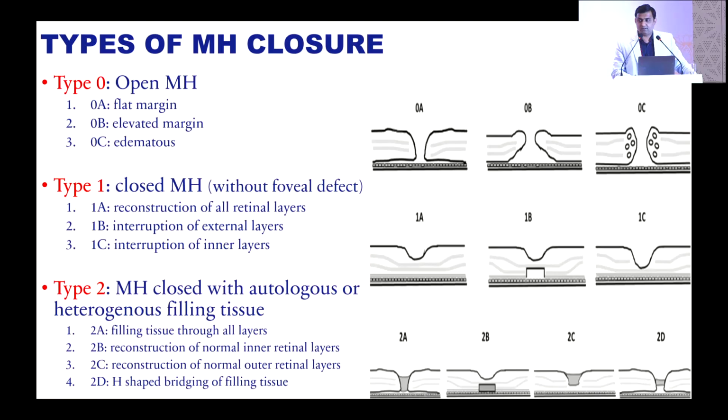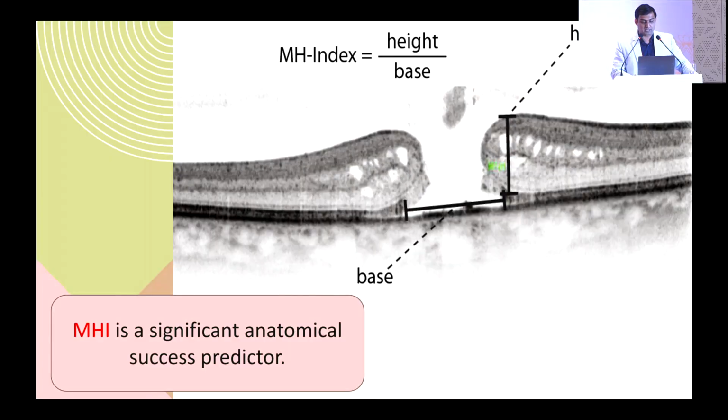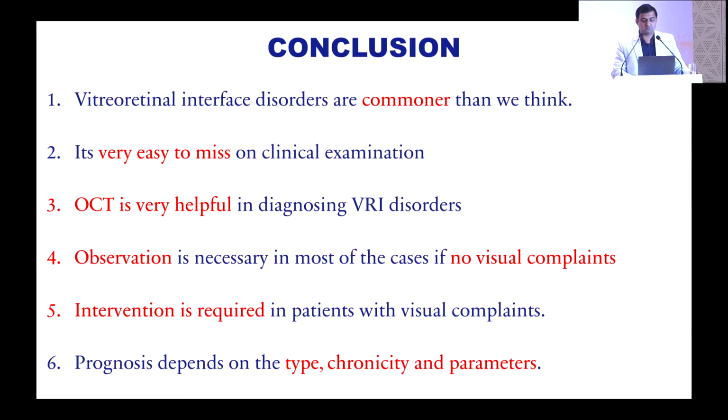So lastly, I would like to end by telling you that there are different types of macular hole closure. Type 0 is open mac hole, type 1 is closed mac hole, and type 2 is closed with autologous or heterogeneous filling of the tissue, is what is described. So what's important here for the sake of postgraduates, MHI, please remember, is a significant anatomical success predictor in cases of macular hole.